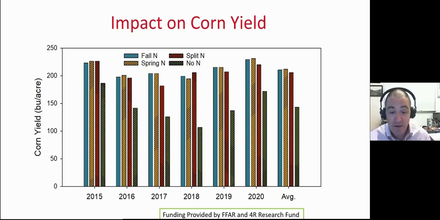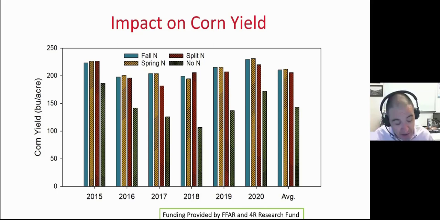The next thing is in 5 of the 6 years, we saw no statistically significant difference between a fall, a spring, or a split nitrogen application. On average, if we look at the average, it's almost the same between fall, spring, or split. However, in 2017, we saw about a 20 to 30 bushel yield decline with our split nitrogen application. And you might ask why. I think that because it was the same total application rate of nitrogen, 135 pounds of N per acre.